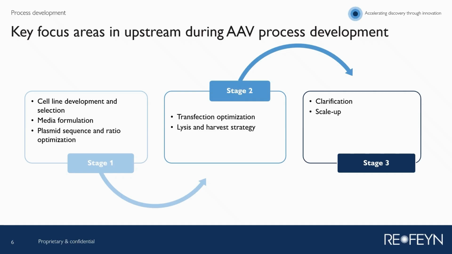And at the final stage, you're looking at clarification and scale up, where you're trying to move your lab scale process into manufacturing scale, again with no compromise on productivity, yield, or purity.